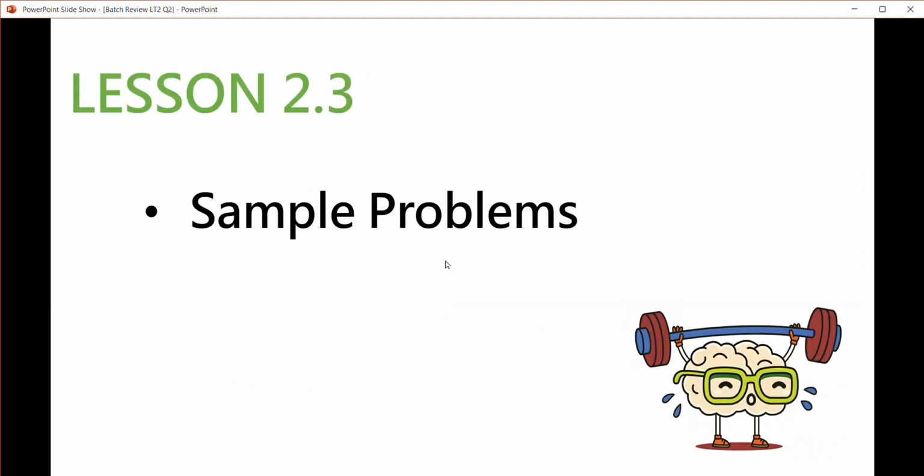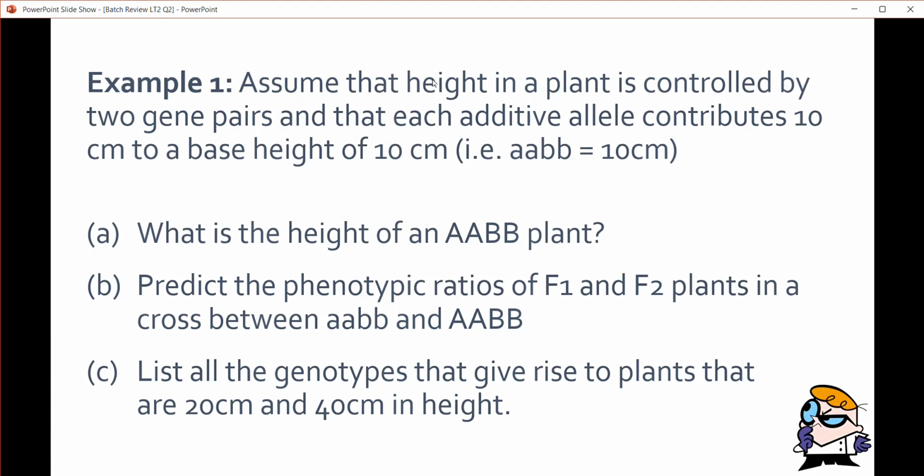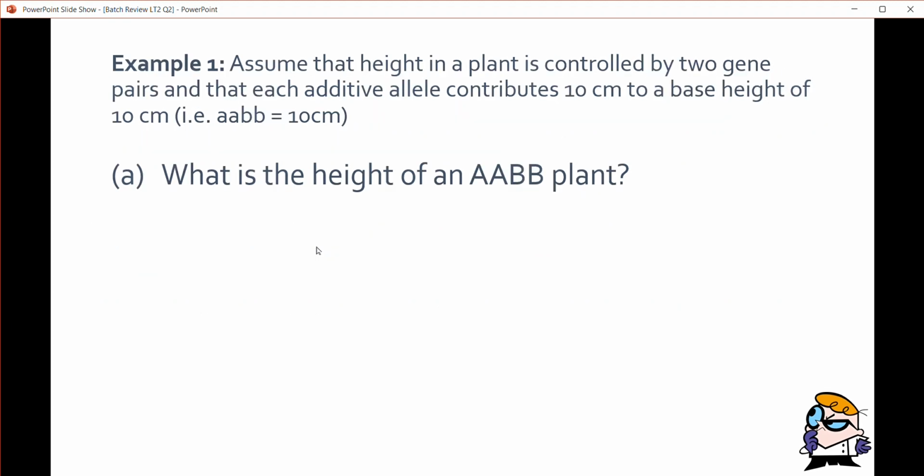Here are some sample problems. Assume that height in a plant is controlled by two gene pairs and that each additive allele contributes 10 centimeters to a base height of 10 centimeters. So you have small a, small a, small b, small b is equal to 10 centimeters. Okay, so let's go straight to the question. What is the height of a big A, big A, big B, big B plant? So just take note of the clue. Every dominant allele has an additive effect and it contributes 10.